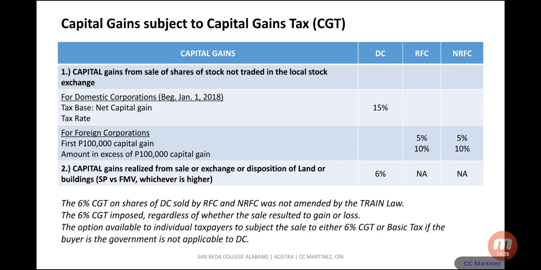So, the option available to individual taxpayer to subject the sale to either 6% CGT or basic tax if the buyer is government is not applicable to domestic corporations. So kung matatandaan nyo, kapag nagbenta ang individual ng capital asset sa government, may option siya either ang gagamitin sa kanyang tax is 6% CGT or basic tax. So kapag corporation o kapag domestic corporation is hindi siya applicable. Okay?